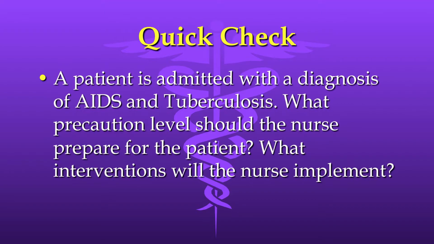Okay, another quick check. A patient is admitted with a diagnosis of AIDS and tuberculosis. So what level of precaution should they be in? And what interventions should you implement?